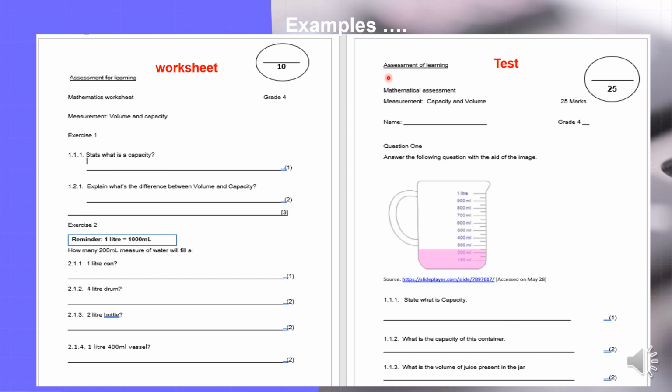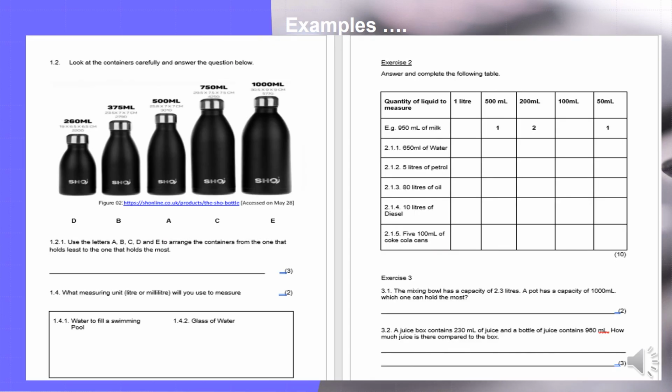So the test is of learning, and for learning is for worksheets. And just to carry on for the assessment of learning, that is the test, the examinations, hectic, isn't it? So it reaches every part of Bloom's taxonomy. This test is using the example of measurements.